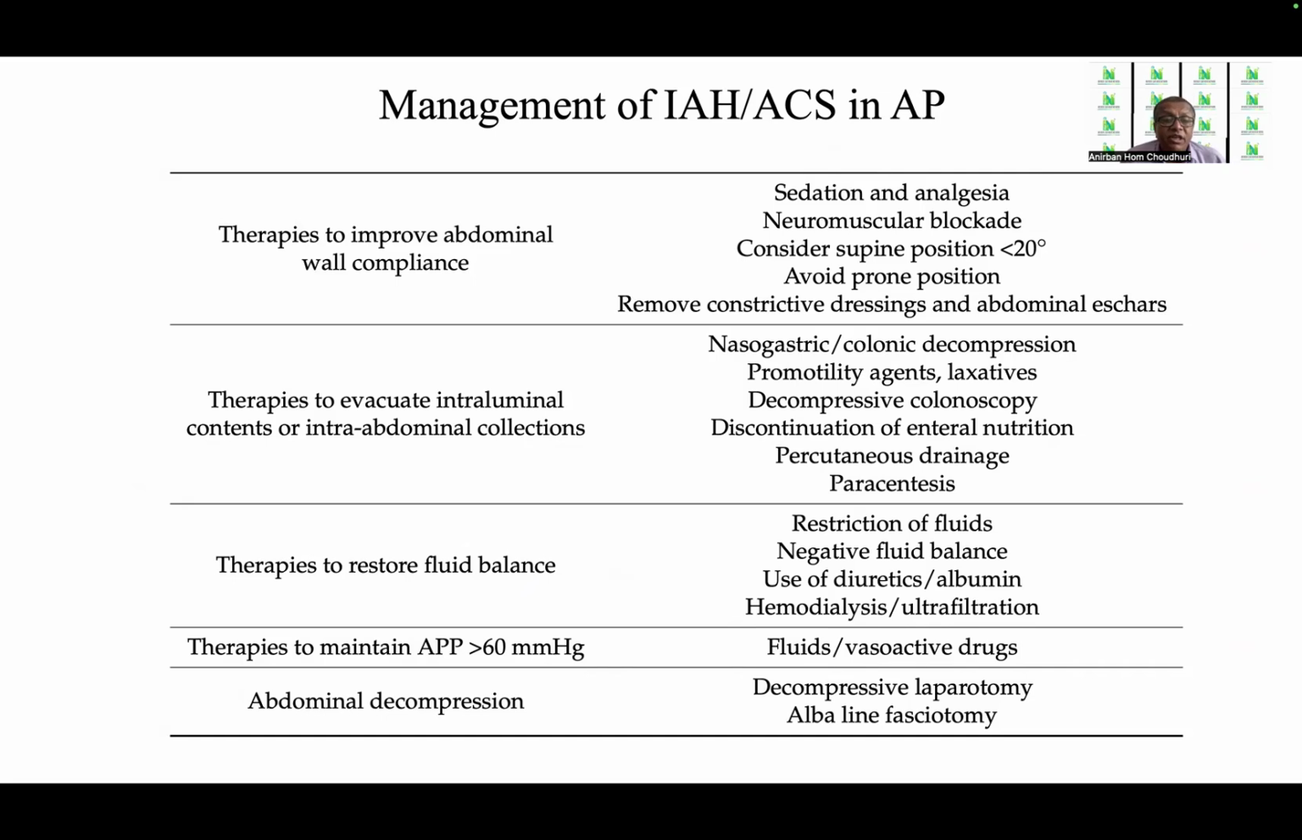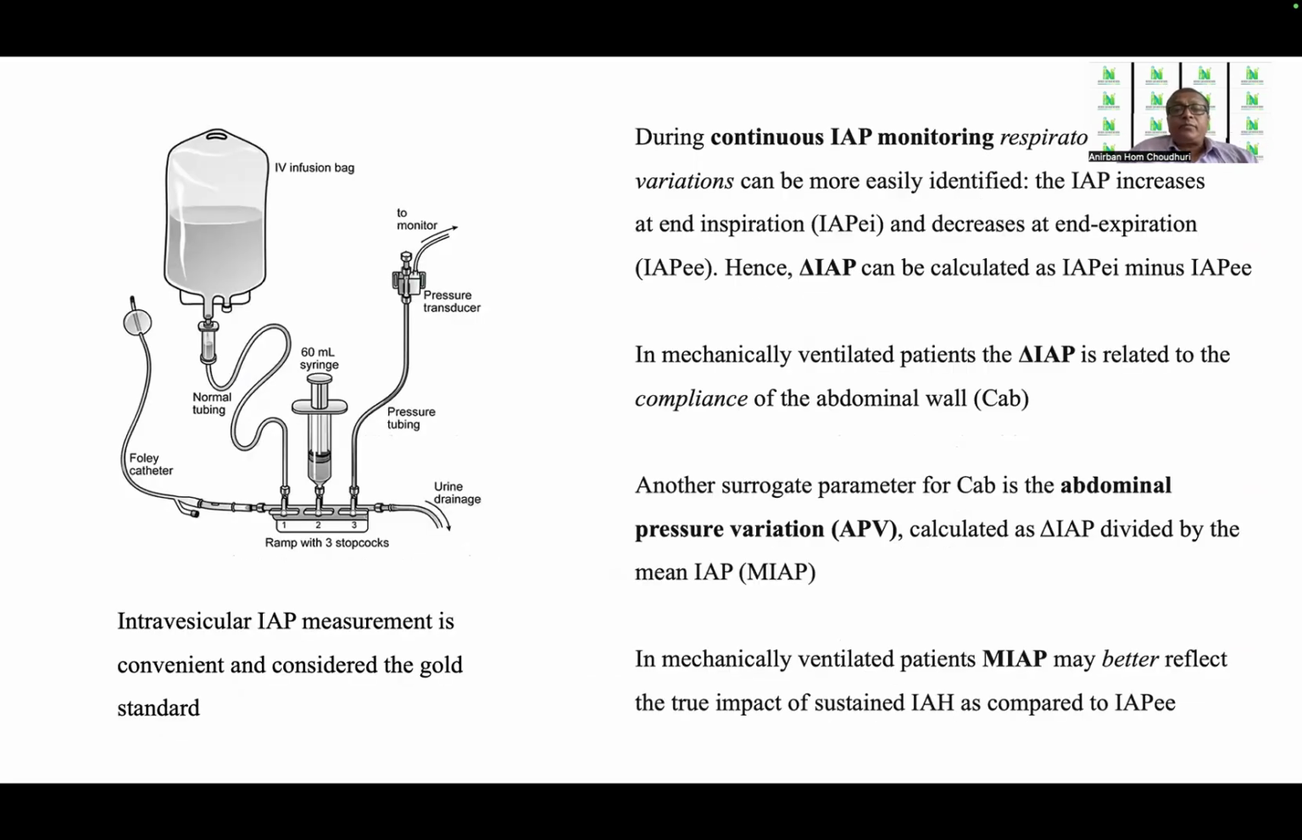And likewise, for each of these conditions, there are specific steps which must be initiated to ensure that the conservative approach to manage intra-abdominal hypertension and prevent ACS from developing has been taken. Now, the next point is IAP monitoring. In this case, I must say that intravesicular IAP measurement is still the convenient method and is considered the gold standard for measuring IAP.